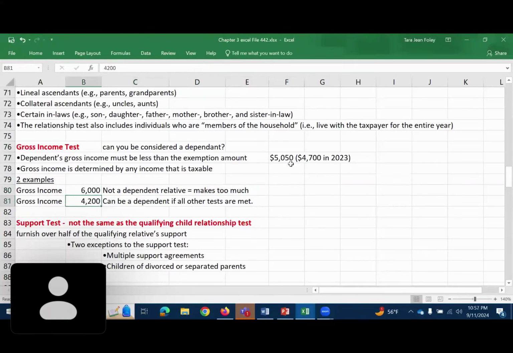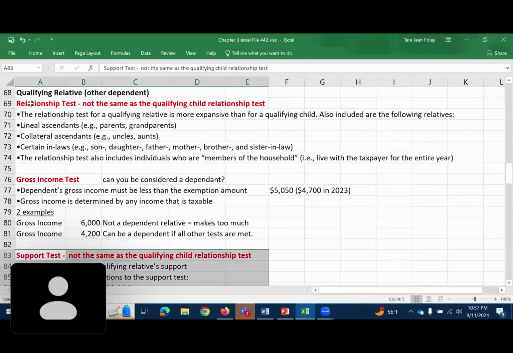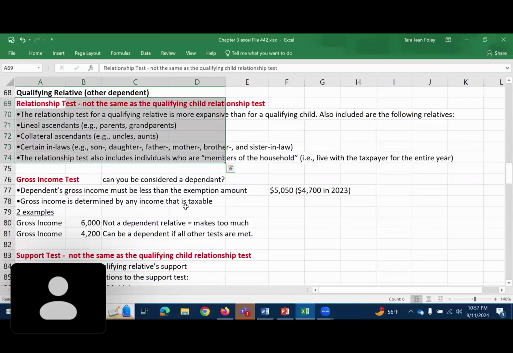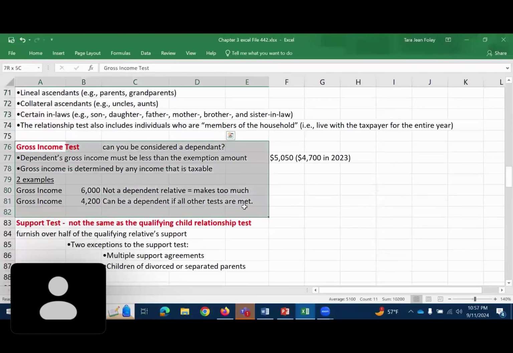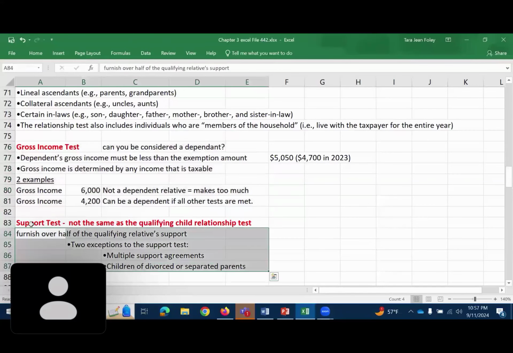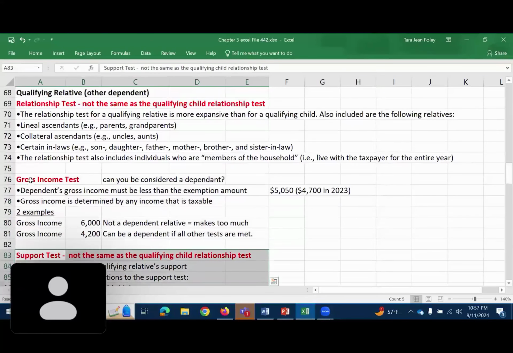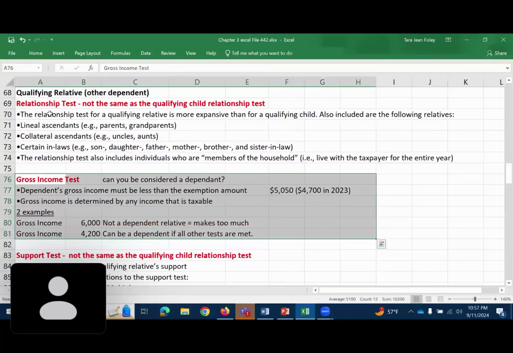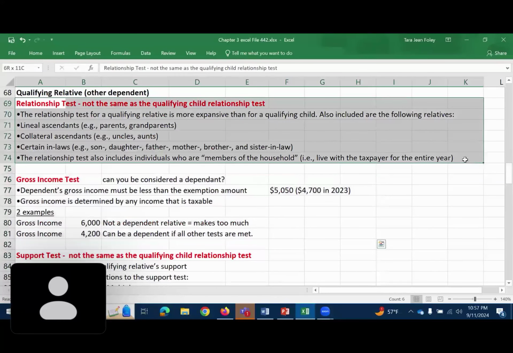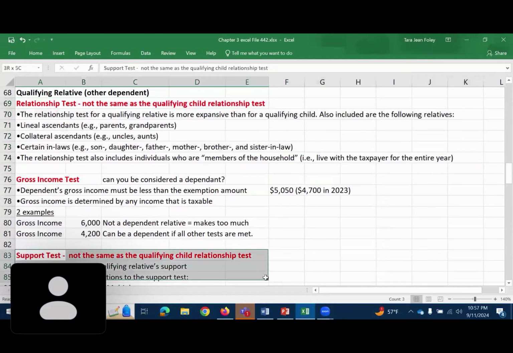If the gross income is 4,200, it's less than the amount. They can be a dependent if the support test is met and the relationship test is met. We don't know how much Tara and Paige made. We have to find out. Support test: furnish over half. Yep, they met this test. So we don't know how much Tara made. We need to find this out. But Tara does meet the test of members of the household, and she meets the support test.